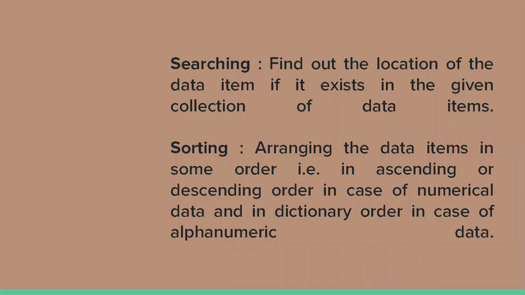Searching, finding out the location of the given data item. If it exists, we find it, and if it does not exist, we should be able to identify that the element does not exist. Sorting, arranging the data items in some order, in ascending or descending order in case of numerical data, and in dictionary order in case of alphanumeric data. So these are the basic operations that we can perform on any data structure.